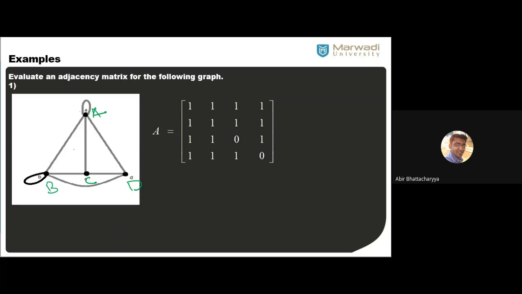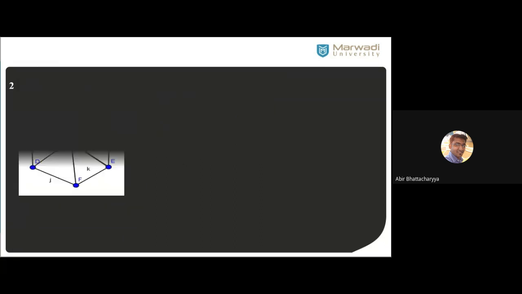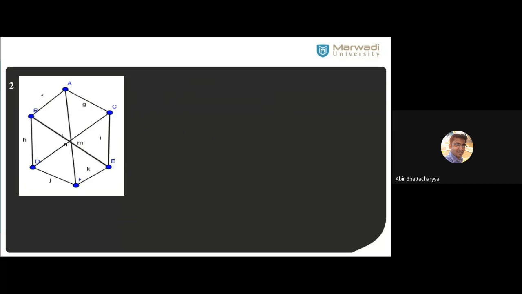So let's go for the second one. Quick. Find the adjacency matrix. Once you've done, write it down in the chat box, and after that we can end the first session. There will be a 5 minute break from 11:05 to 11:10.